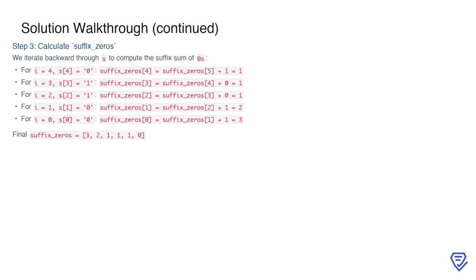Now we calculate the suffix_zeros array, which captures the cumulative count of zeros as we move backward through the string. Starting from the last character, we check whether the current character is a 0.